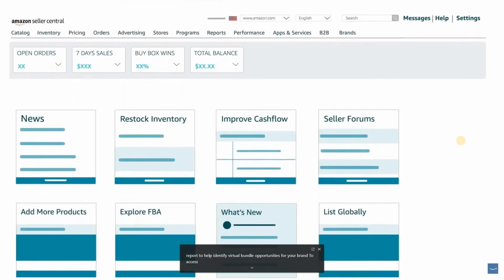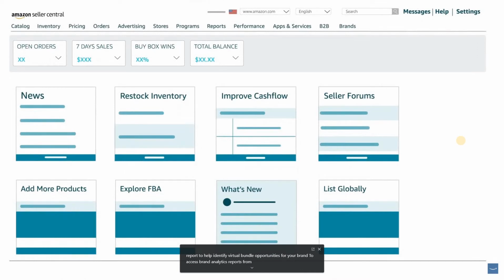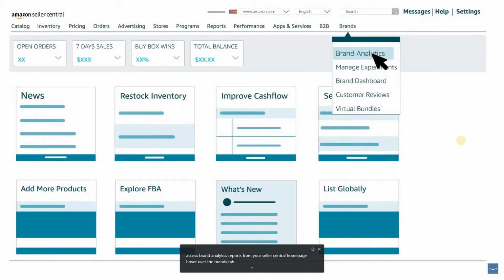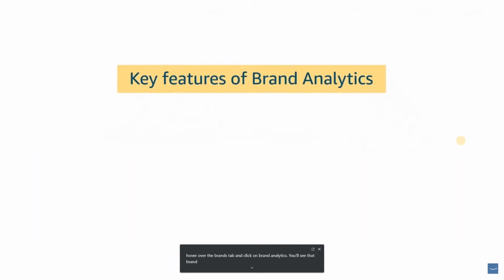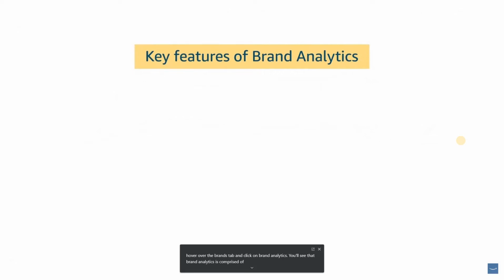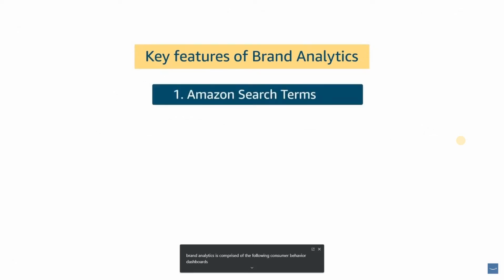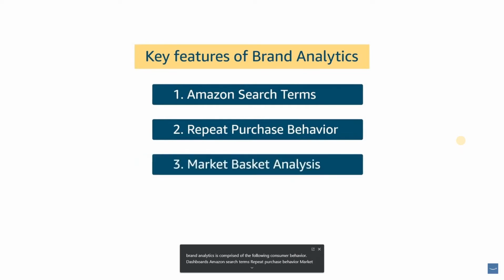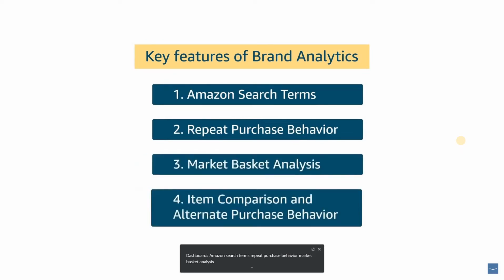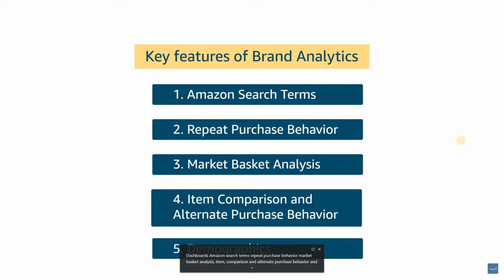To access brand analytics reports from your Seller Central homepage, hover over the Brands tab and click on Brand Analytics. You'll see that Brand Analytics is comprised of the following consumer behavior dashboards: Amazon search terms, repeat purchase behavior, market basket analysis, item comparison and alternate purchase behavior, and demographics. Let's look at each of these in more detail.